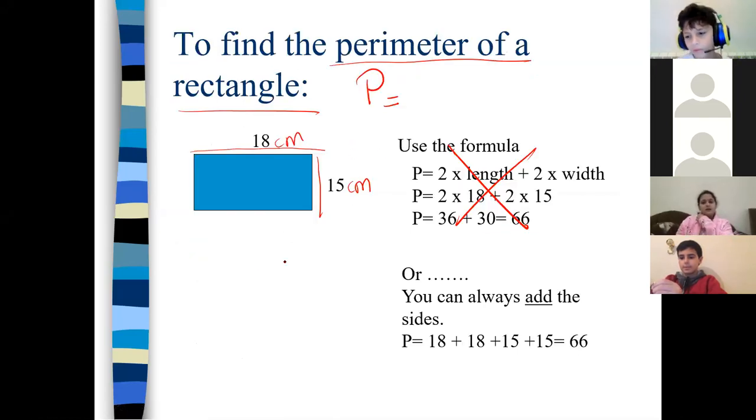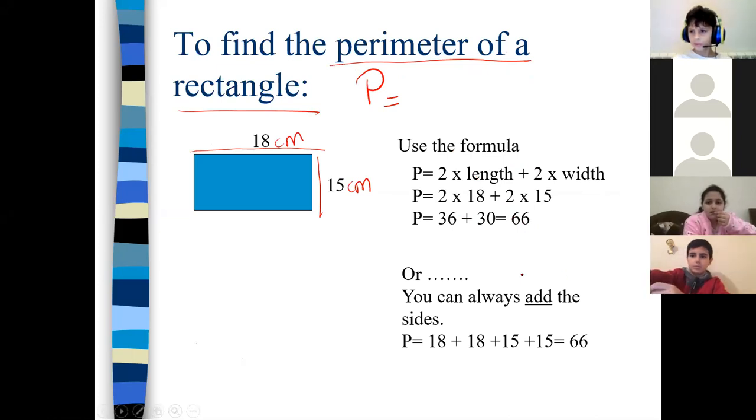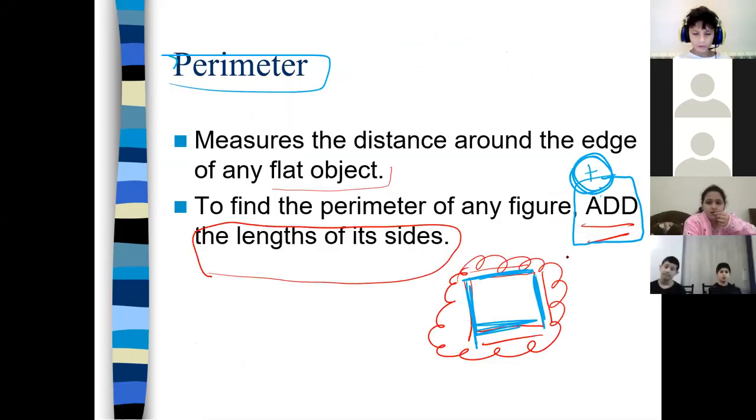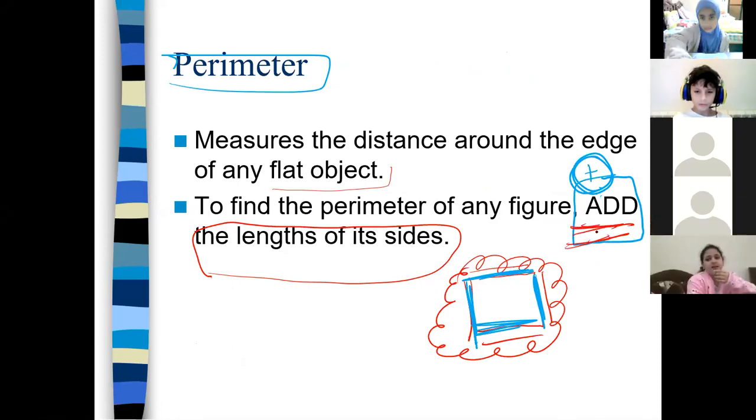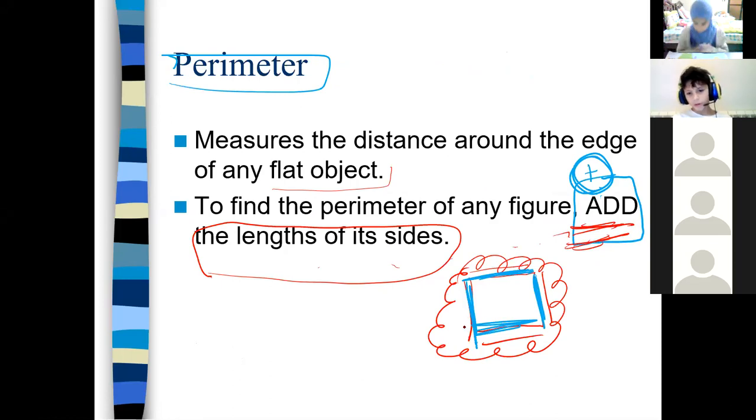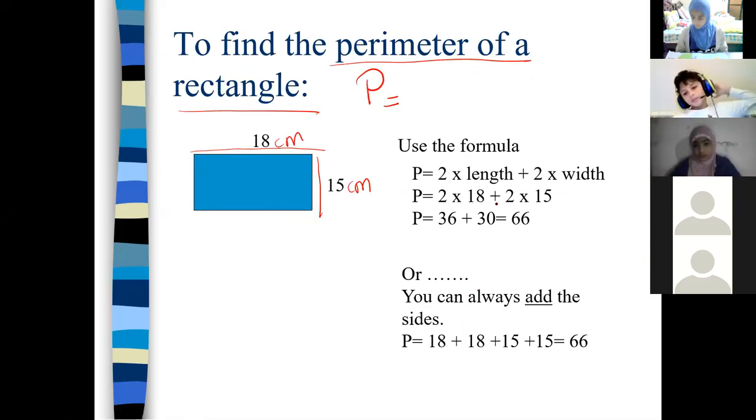Yes? How do we find the perimeter of any shape? What shall I do? We will add the length of all its sides. Whatever shape we have, whether a square, a rectangle, or a triangle, I will add the length of all of its sides. Okay. So, if the length of this side is 18, the opposite to it how much?